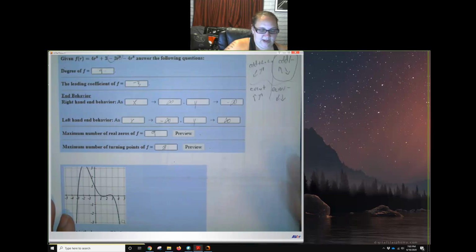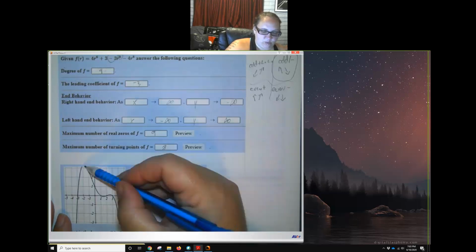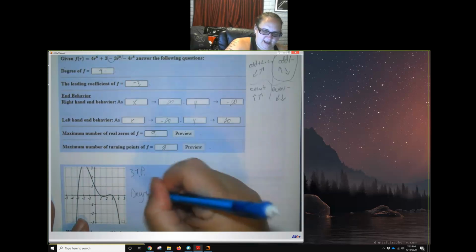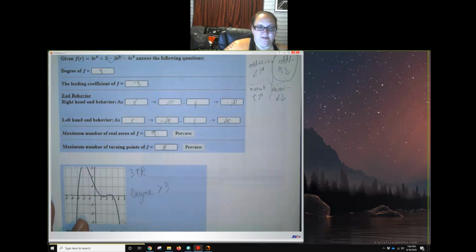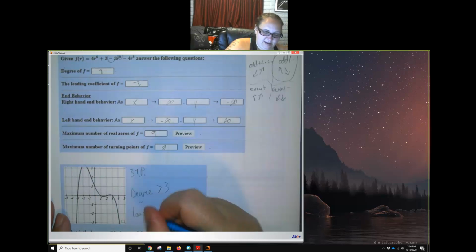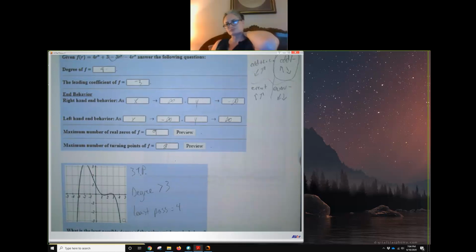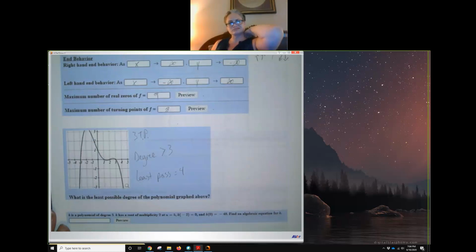Okay. Now for this next one, the least possible degree, it has 1, 2, 3 turning points, which means that its degree has to be bigger than 3, not 3, bigger than 3. So the least possible degree is 4. It could be 8, it could be 12, but it can't be 2. And it can't be 3. So since it says least possible, the least possible is 4.